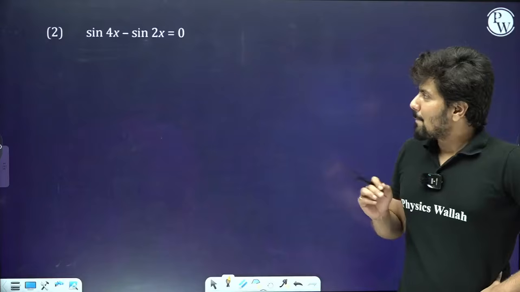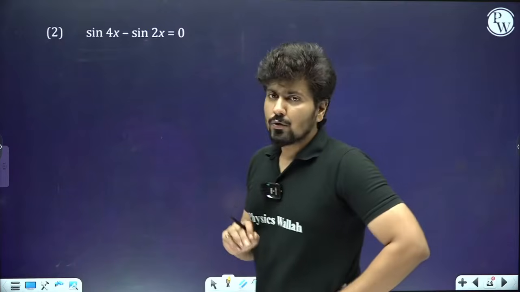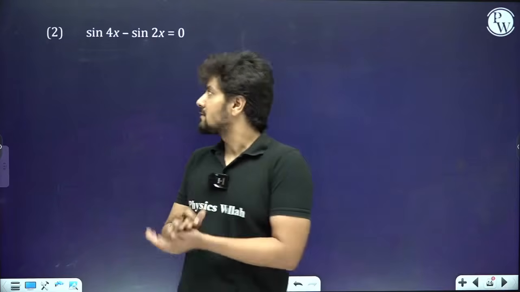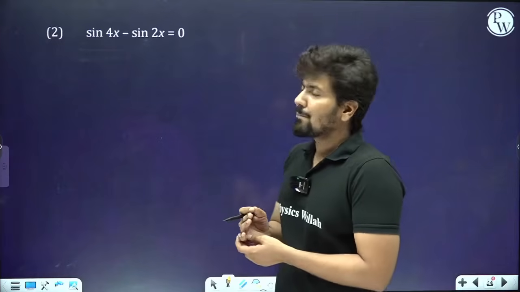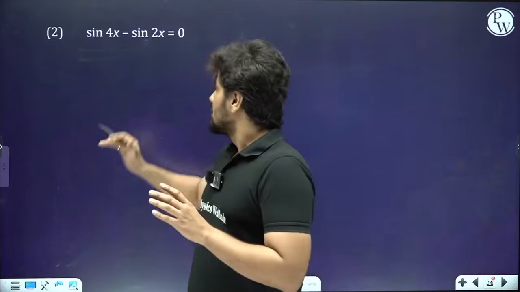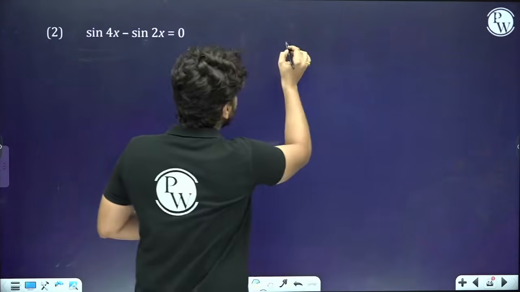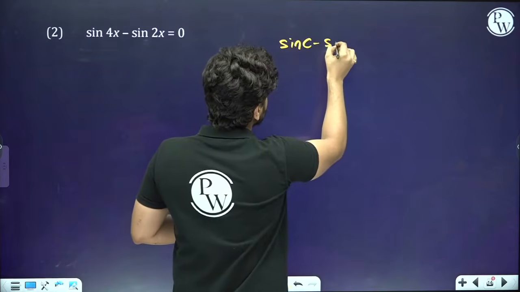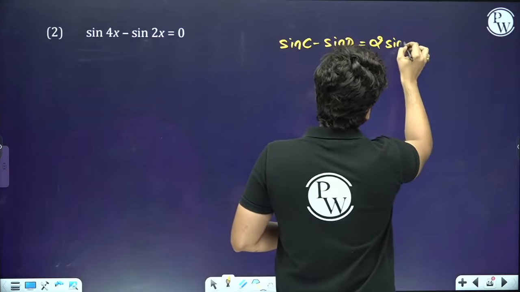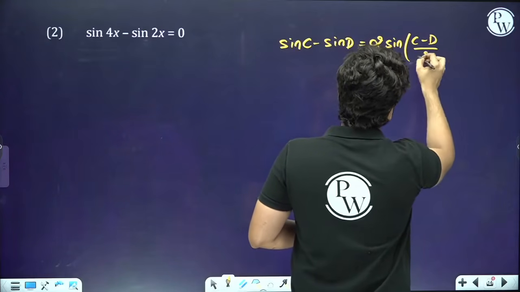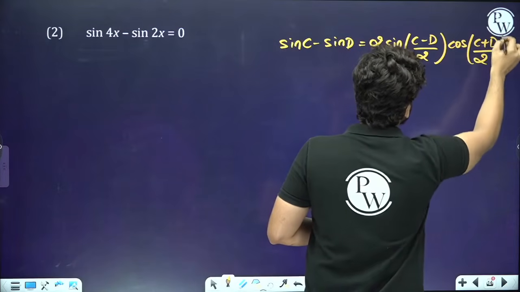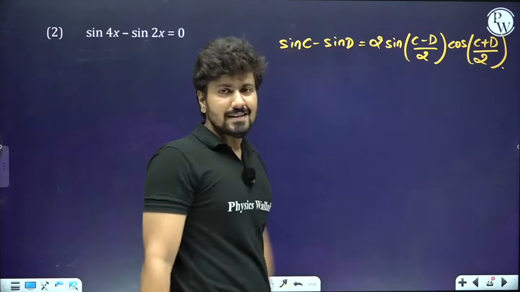Sine 4x minus sine 2x is equal to 0. We want to write the general solution of this equation. So first of all, I can apply the sin c minus sin d formula over here. All of us know that sin c minus sin d is equal to 2 times sine of c minus d by 2 multiplied by cos of c plus d by 2. This is the formula for sin c minus sin d.